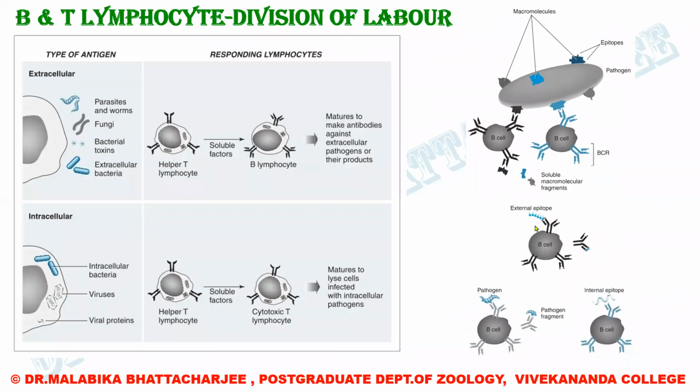Now coming to the division of labor between the B and the T lymphocytes. These are the extracellular antigens, which can be parasites, fungi, bacterial toxins, extracellular bacteria. And these are the intracellular bacteria, viruses, viral proteins. The lymphocyte subsets have unique effector functions suited to the different pathogens. Helper T cells act indirectly to rid the body of both extracellular and intracellular threats by secreting sets of cytokines.